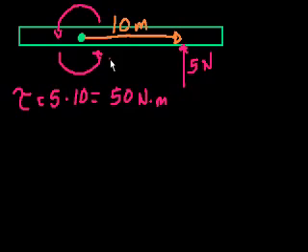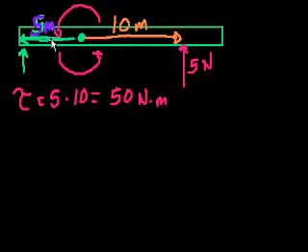But what if I said that the object is not rotating, and that I have another force acting here, and let's say, I don't know, let me make up something, that's 5 meters to the left of the pivot point. This is 5 meters to the left of the pivot point.